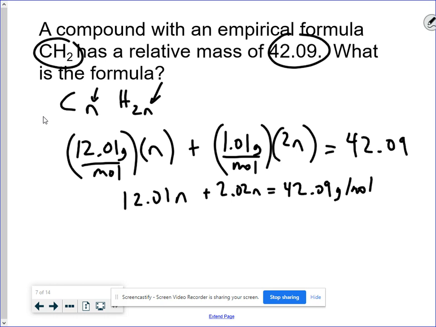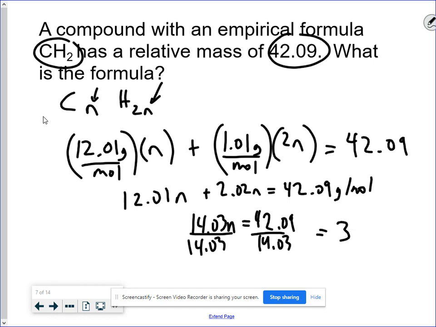Okay, add those two together. Man, I'm bad with mental math. Okay, we get 14.03N is equal to 42.09. We divide both sides by 14.03, and we get 42.09 divided by 14.03. We get 3. So the ratio then is C3H6. And that compound does exist. You probably can draw it.